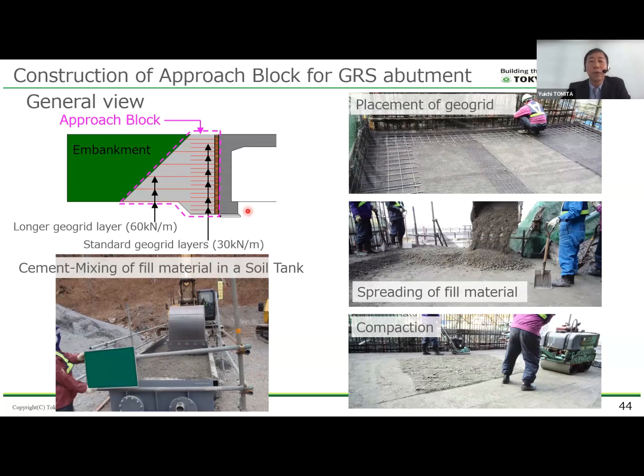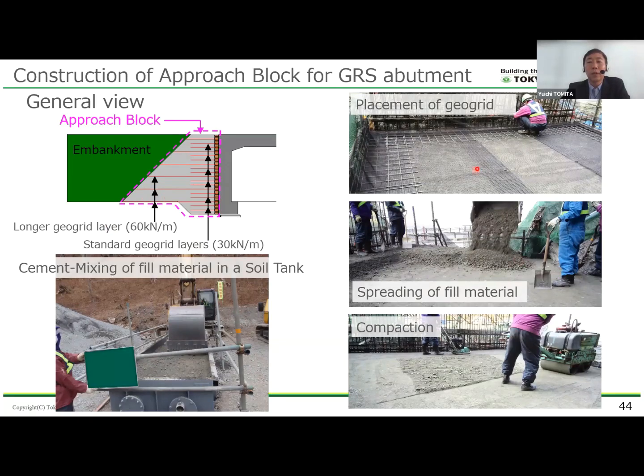The geogrid reinforcement layers were placed every 30 centimeters. Long geogrid reinforcement layers were placed at every third layer. The design tensile strength is 30 kN per meter with the short standard geogrid and 60 kN with the long geogrid here.